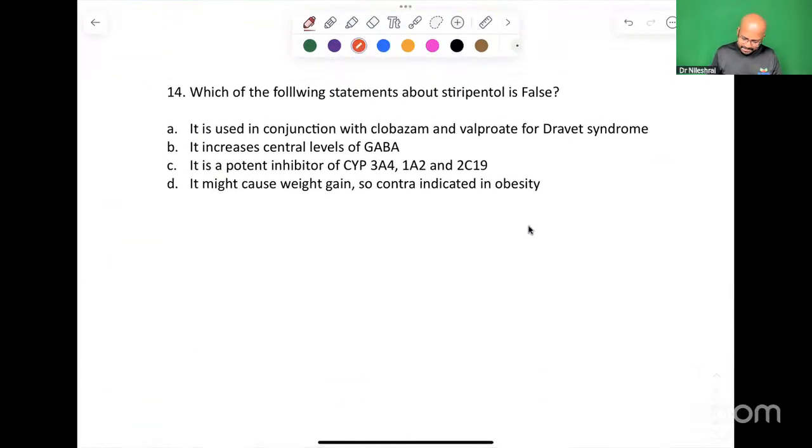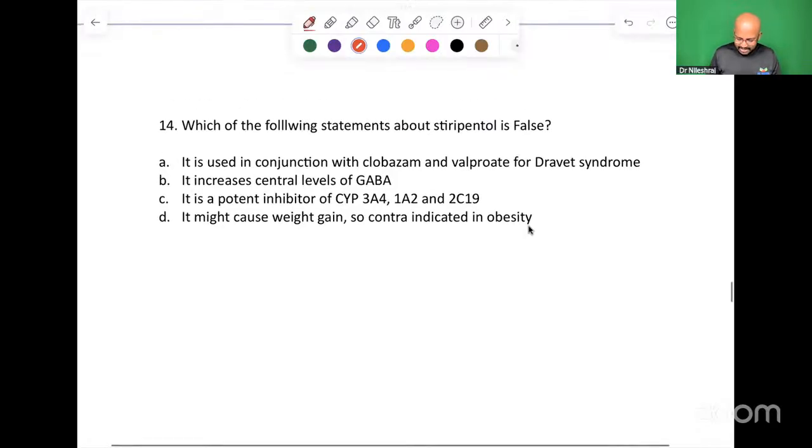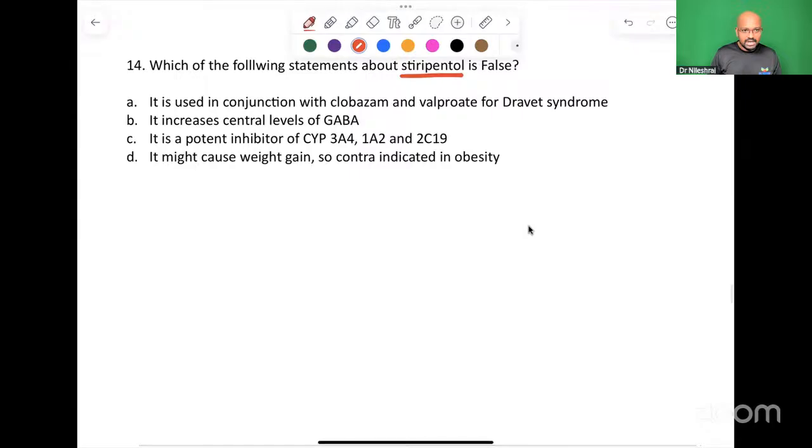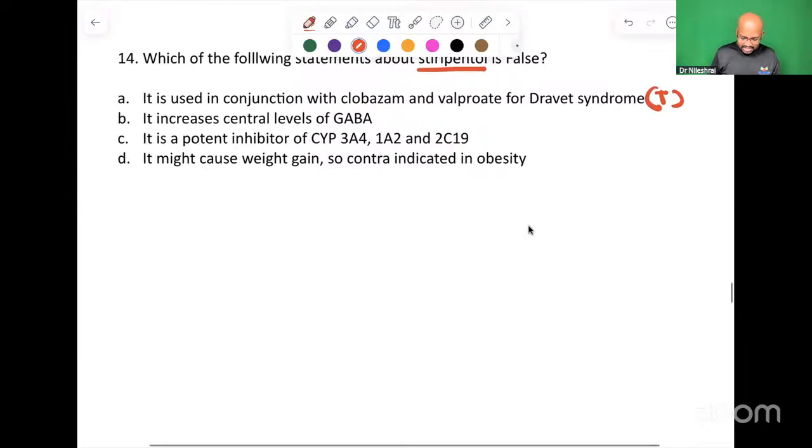Which of the following statements about stiripentol is false? What exactly is stiripentol? Stiripentol is an anti-epileptic drug. Okay. We'll look into the first statement. It is used in conjunction with clobazam and valproate for Dravet syndrome. That is the only approved indication for stiripentol till now. That's why this statement is true. It increases the central levels of GABA. This is also a true statement.